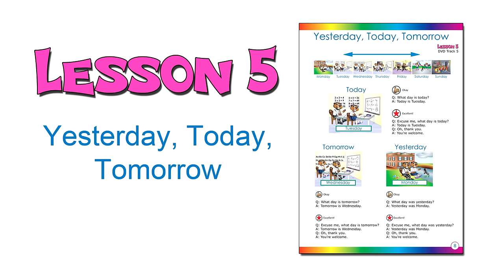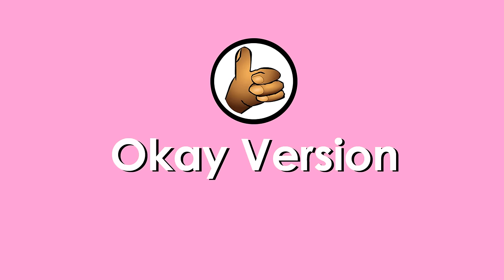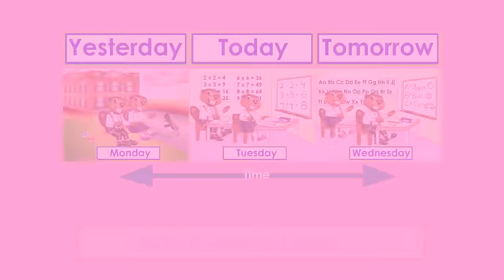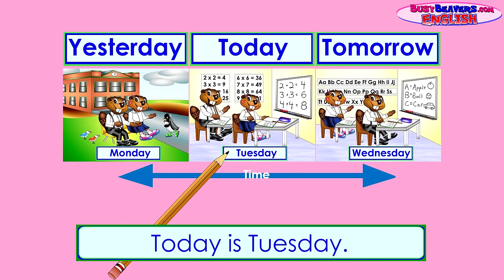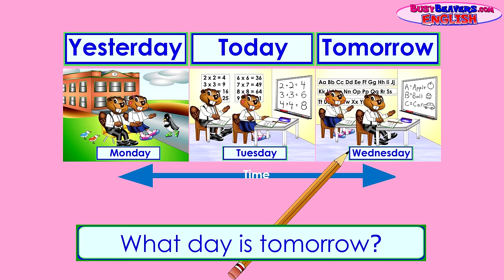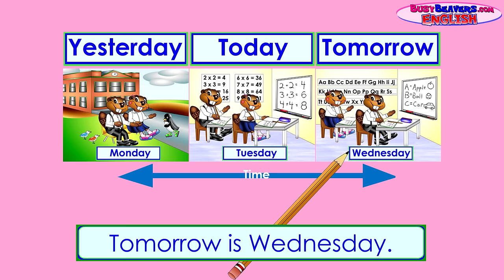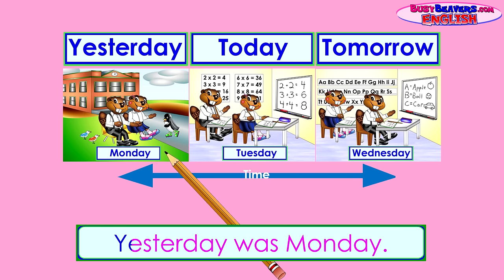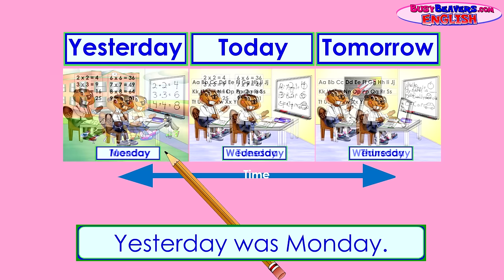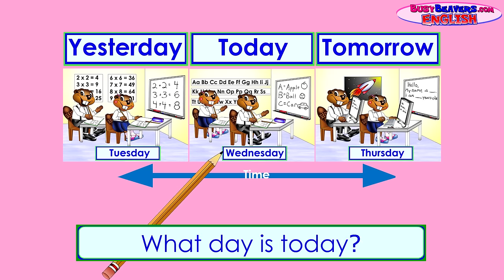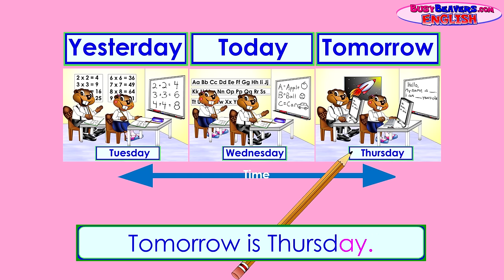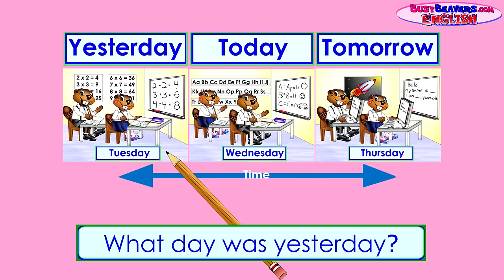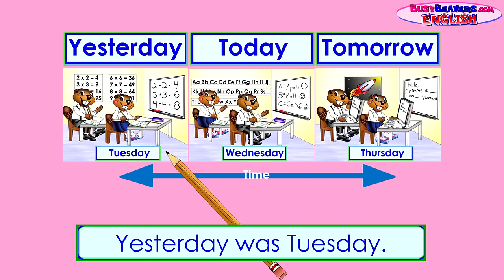Lesson 5. Yesterday, today, tomorrow. What day is today? Today is Tuesday. What day is tomorrow? Tomorrow is Wednesday. What day was yesterday? Yesterday was Monday. What day is today? Today is Wednesday. What day is tomorrow? Tomorrow is Thursday. What day was yesterday? Yesterday was Tuesday.